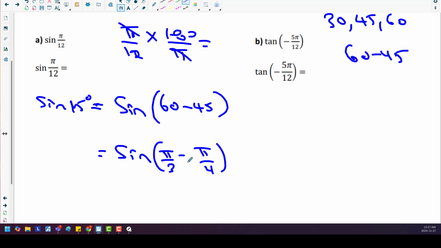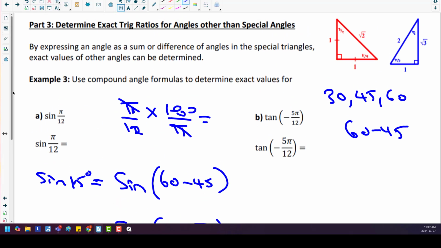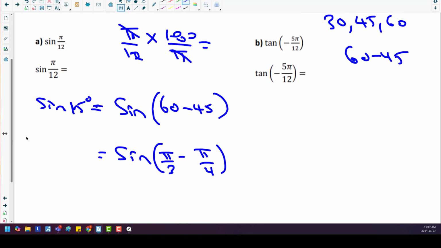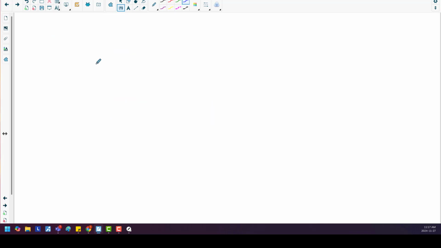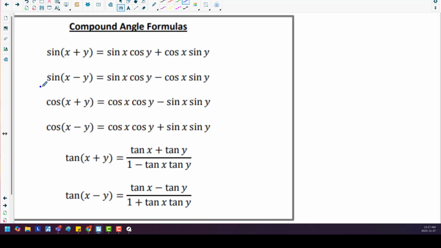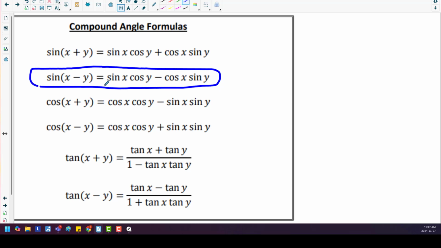Okay. This is a situation for our formulas that we just figured out, the compound angle formulas. This is an example of sine x minus y. So I'm going to go back and look for sine x minus y. Sine x minus y is this one here, and that is equal to sine x cos y minus cos x sine y.